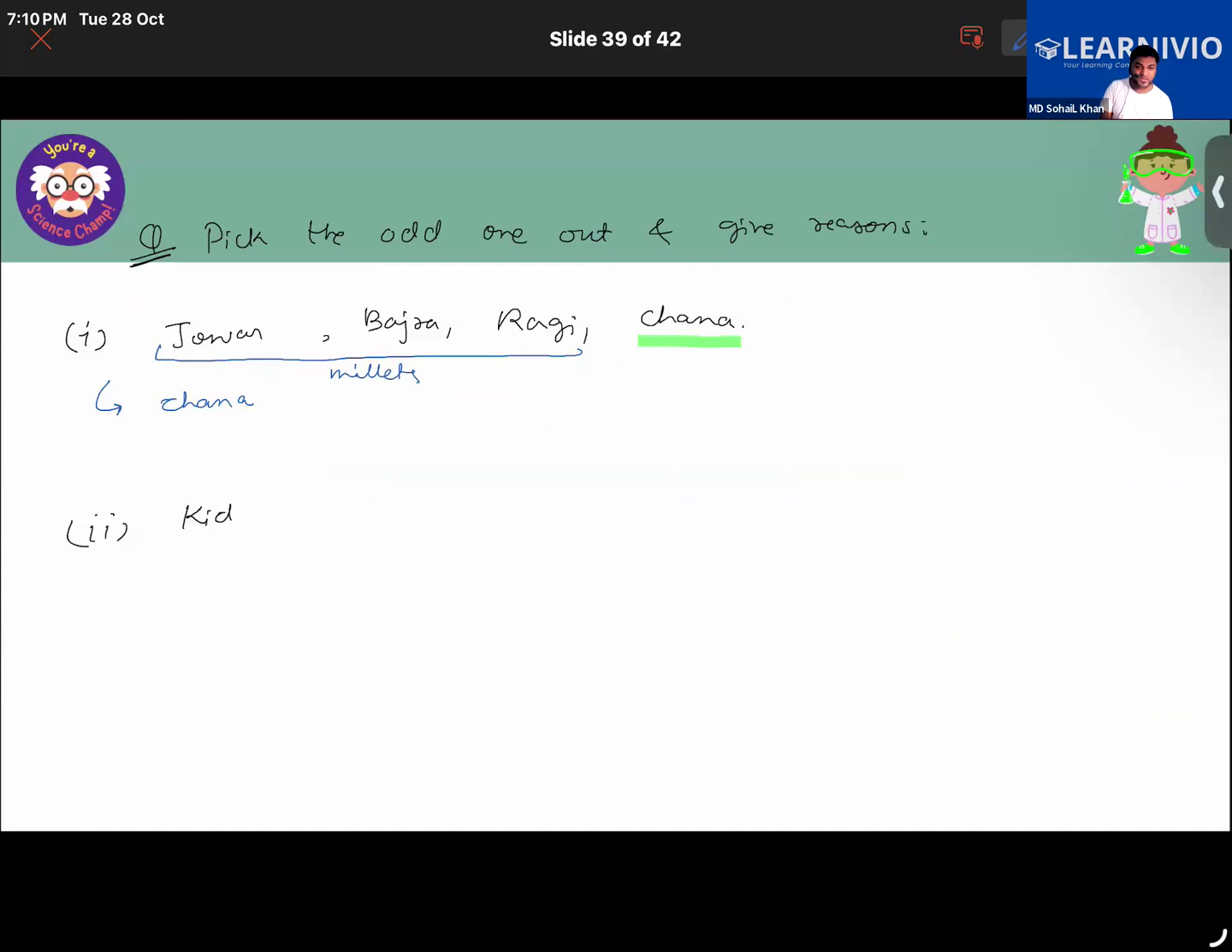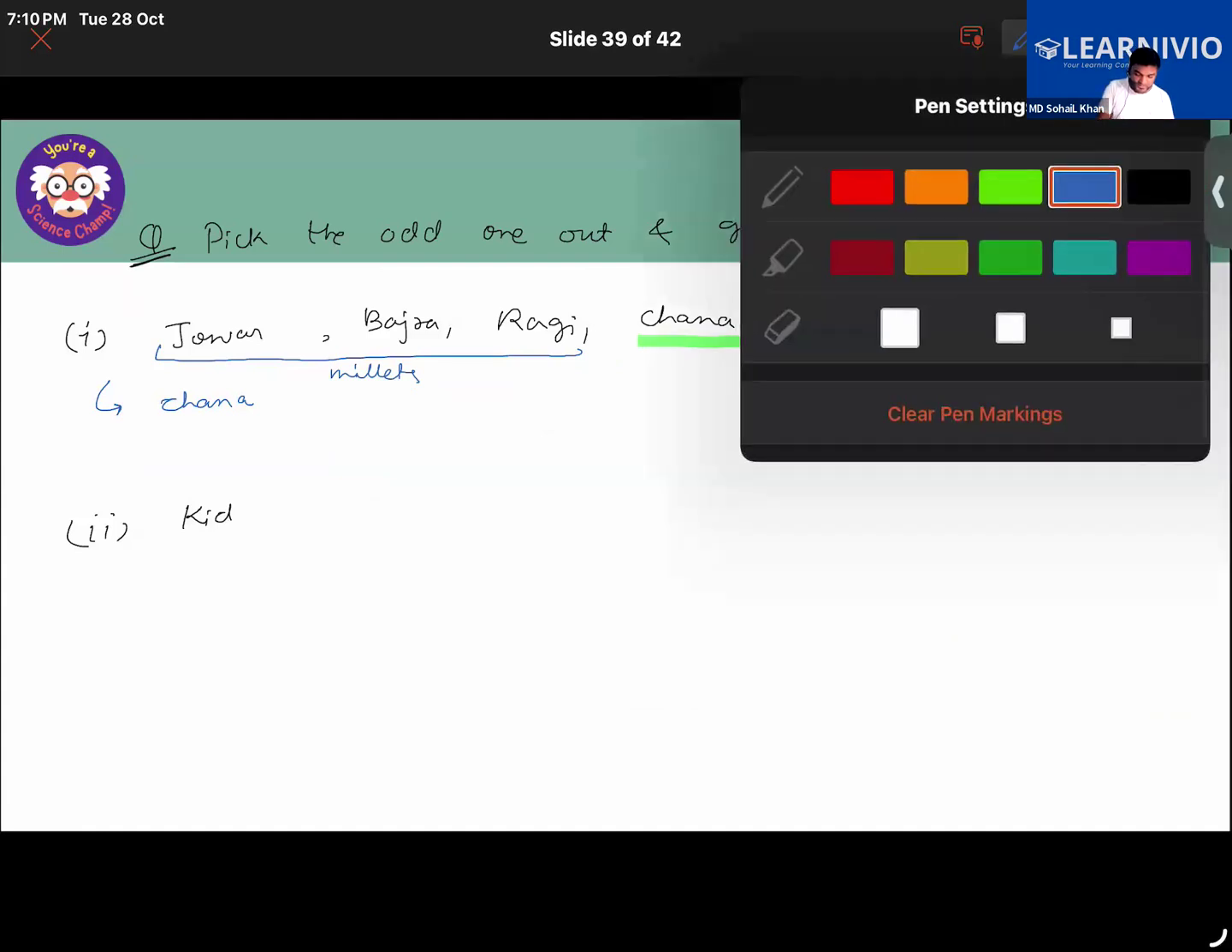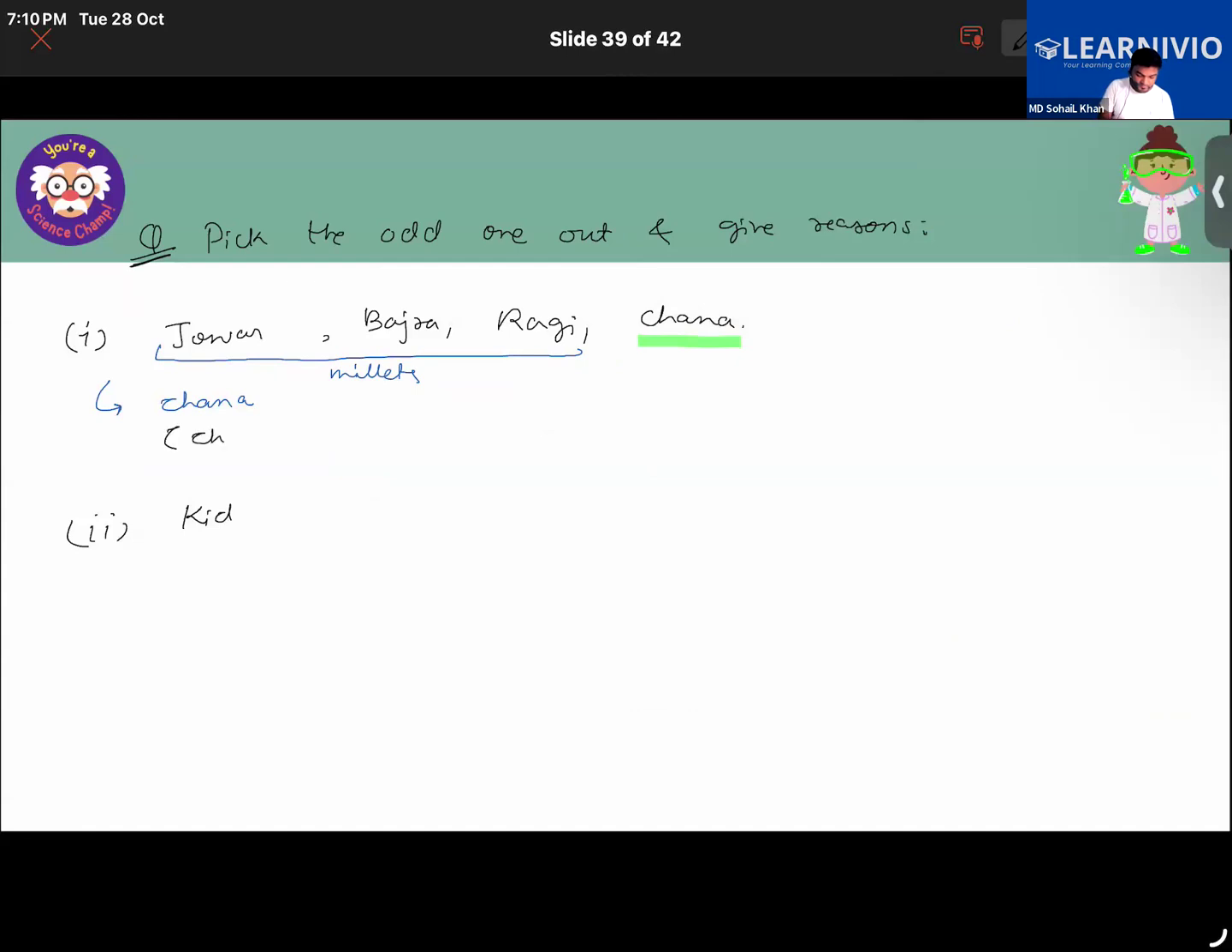Chana is not an example of millet. So what is chana? Chana is an example of chickpea. I have told you about chickpeas also. Chickpeas grow inside pods, right? Just like you see, this is the pod inside which the peas are found. So this is a chickpea.